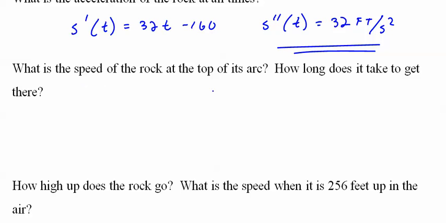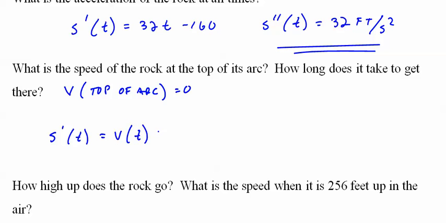What's the speed of the rock at the top of its arc when you throw something up in the air? What's its speed right there? This is the key insight. You need to know that that is when the velocity equals 0. So we have S prime of t equals v of t equals 32t minus 160. When does that equal 0? So we do a little bit of math. Got my calculator handy. Solve it, and I get t equals 5 seconds.